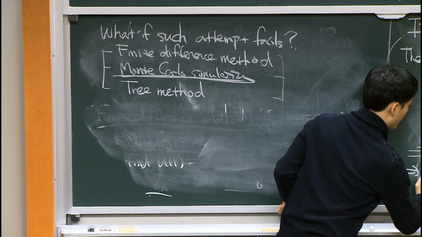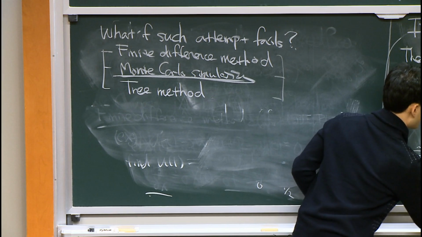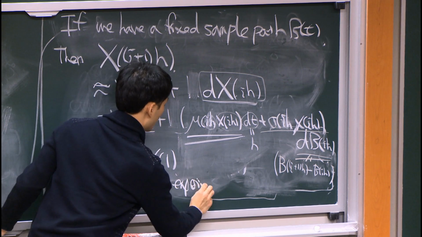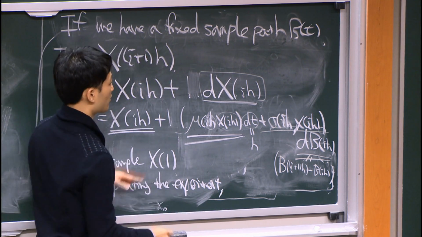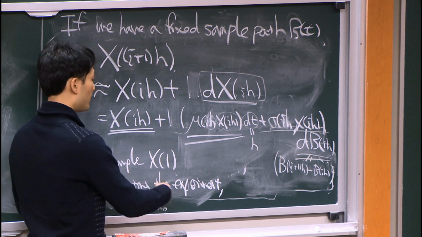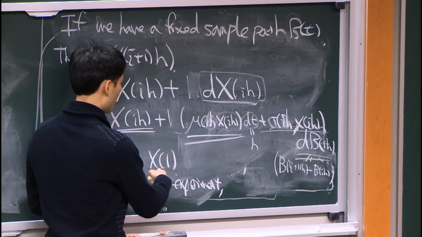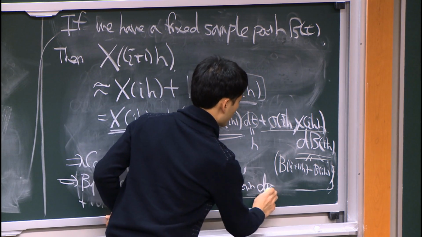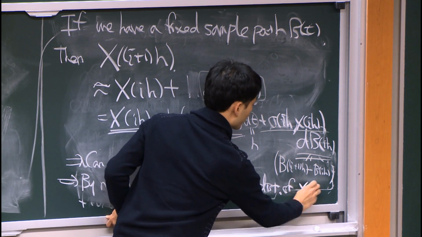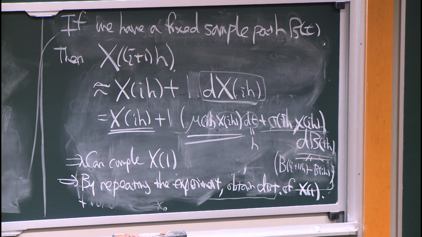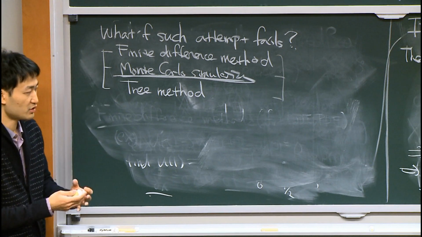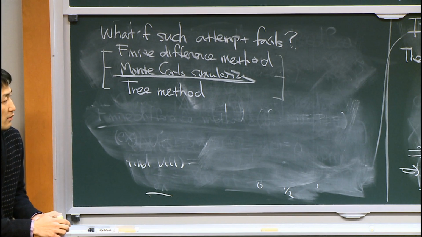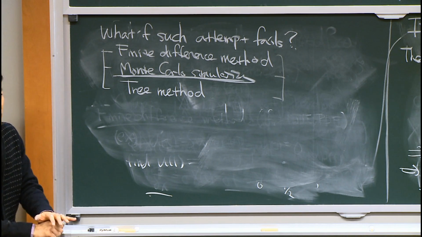So by repeating the experiment, that means just redraw the path again and again. You'll get different values of x of 1. That means you get a distribution of x of 1. And that's it. And that will approach the real distribution of x of 1. So that's how you numerically solve a stochastic differential equation.